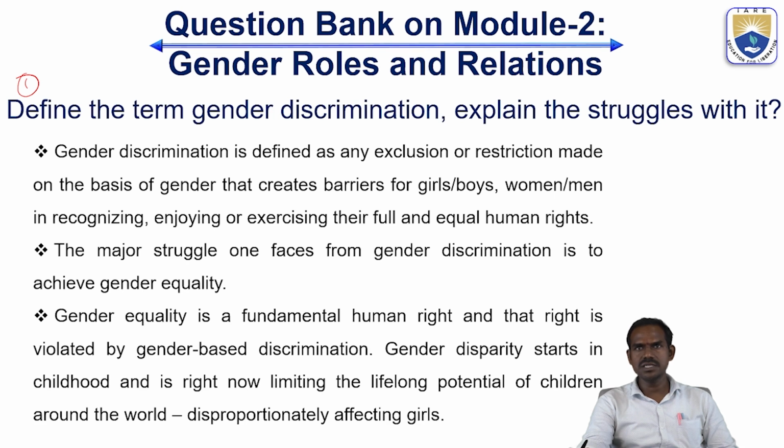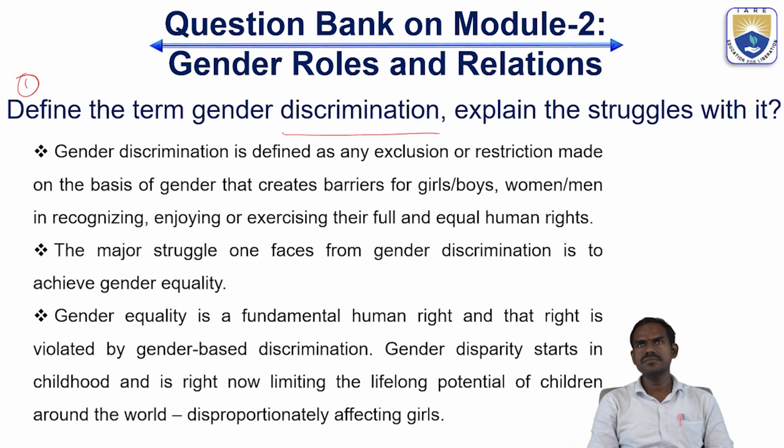So, gender discrimination is defined as any exclusion or restriction made on the basis of gender that creates barriers for girls and boys, women and men in recognizing, enjoying, or exercising their full and equal human rights. The name discrimination itself indicates partiality, showing partiality in gender. Now let's look at some more details.